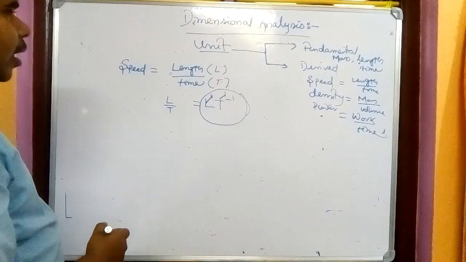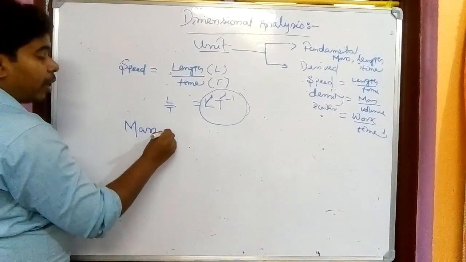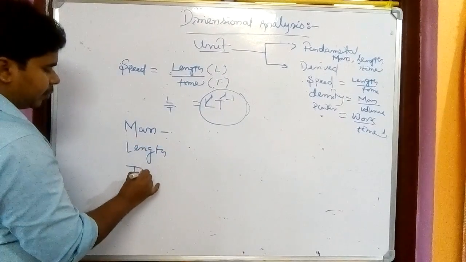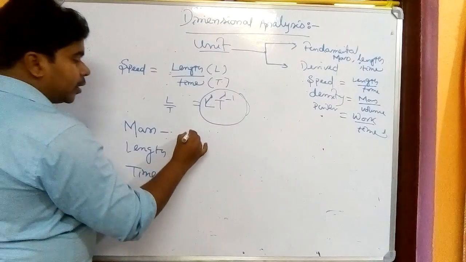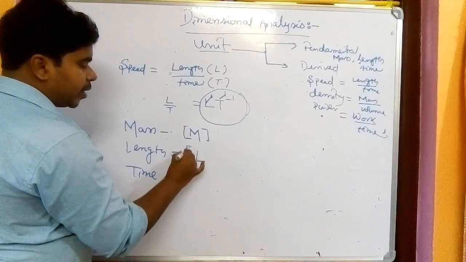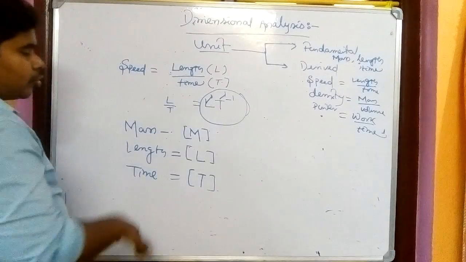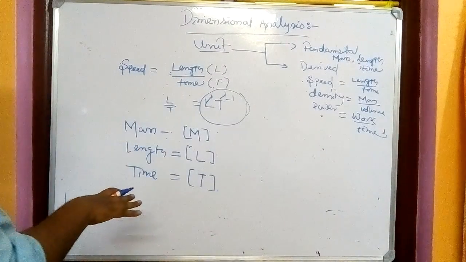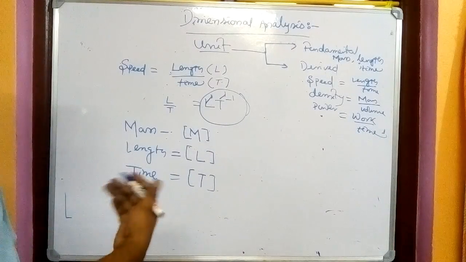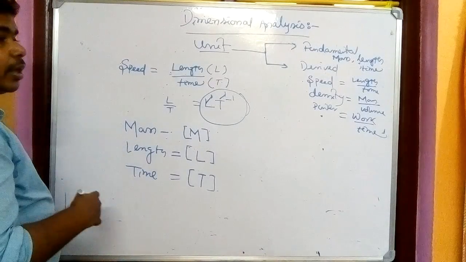So for dimensional analysis, what fundamental units have we taken? We have taken mass, because it is a part of mechanics. We have to use mass, length and time. The dimension of mass is represented by capital M, the dimension of length by capital L, and the dimension of time by capital T. So using these dimensions only, when we represent some other derived physical quantity or unit, this is dimensional analysis.